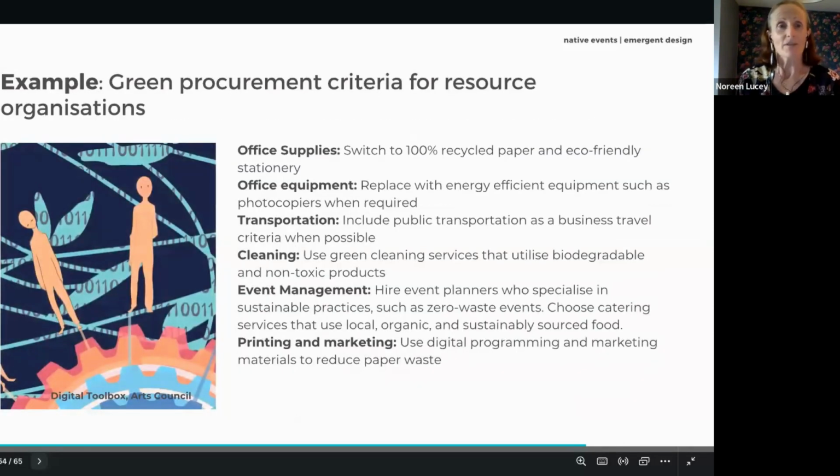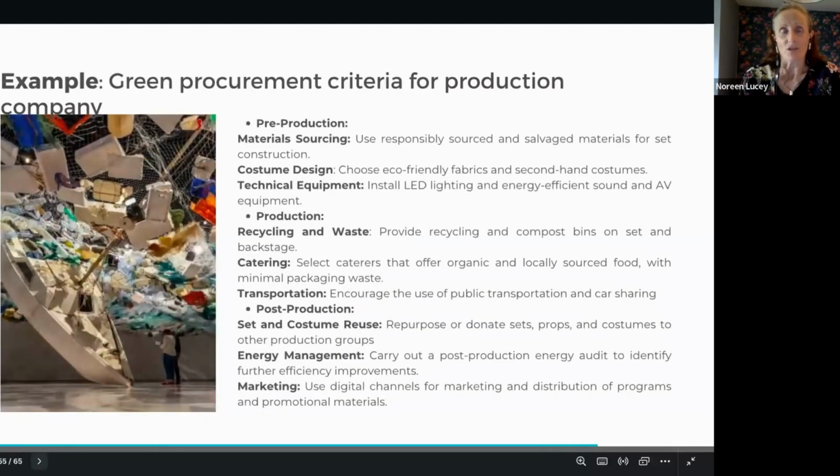We did the same for resource organisations, putting ourselves into that organisation and thinking about what the common goods and services purchased would be, and what green procurement would look like. That's an exercise that some of you might find useful to start out with. And again, we did the same for a production company. So it's really understanding and walking through a process. Of course, you'll have your list of purchasing and suppliers already, but it's always good to have that discussion and to see what the options are.